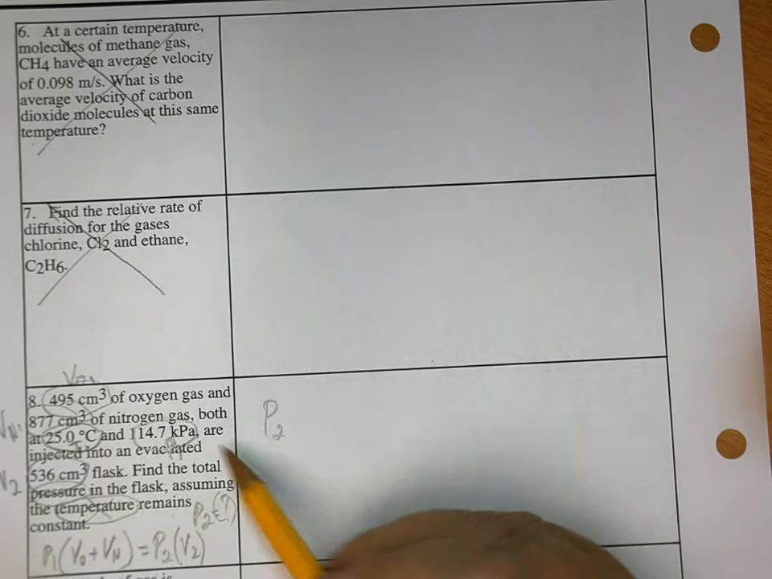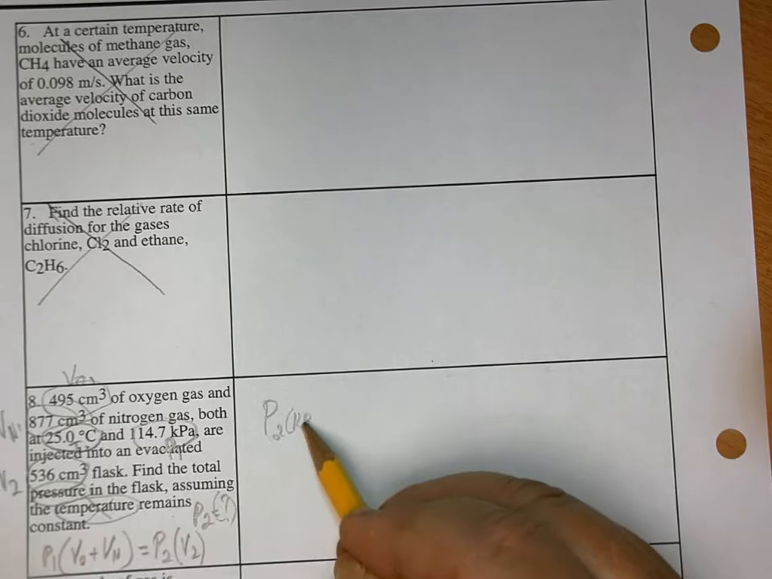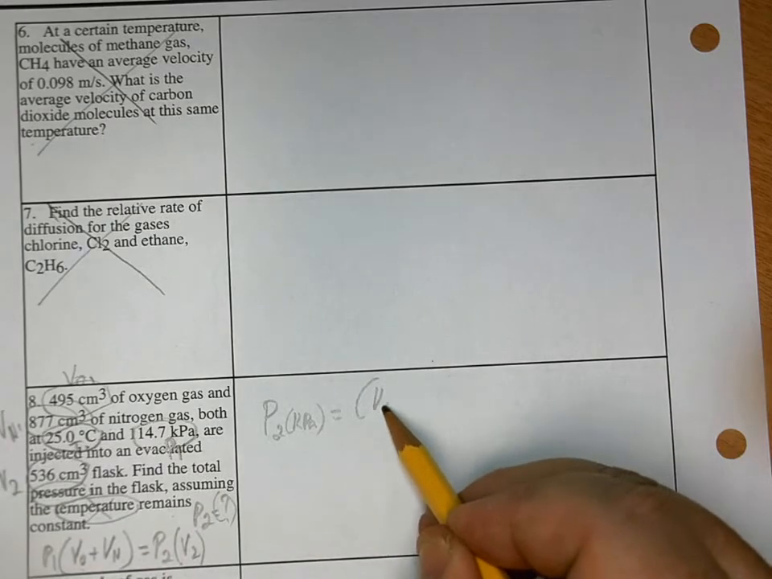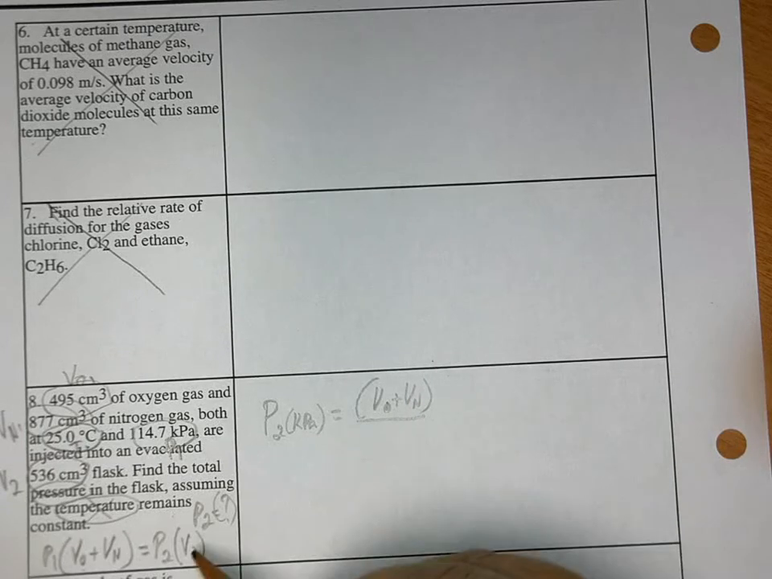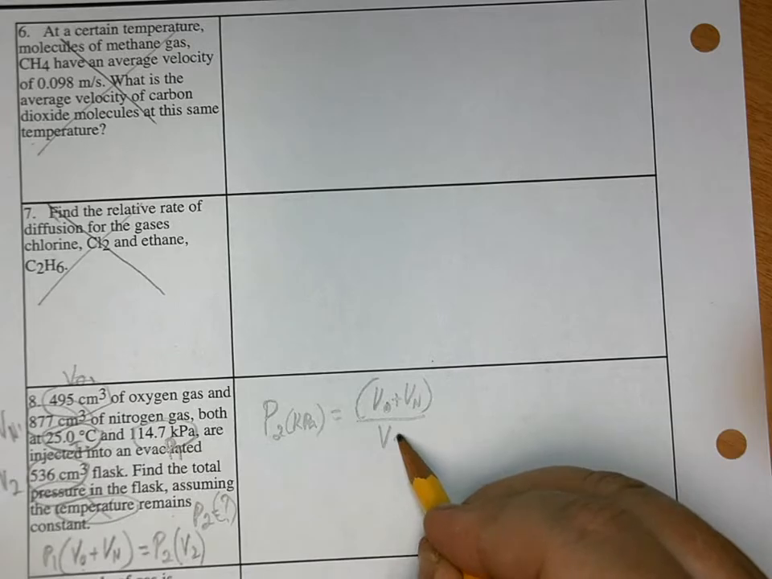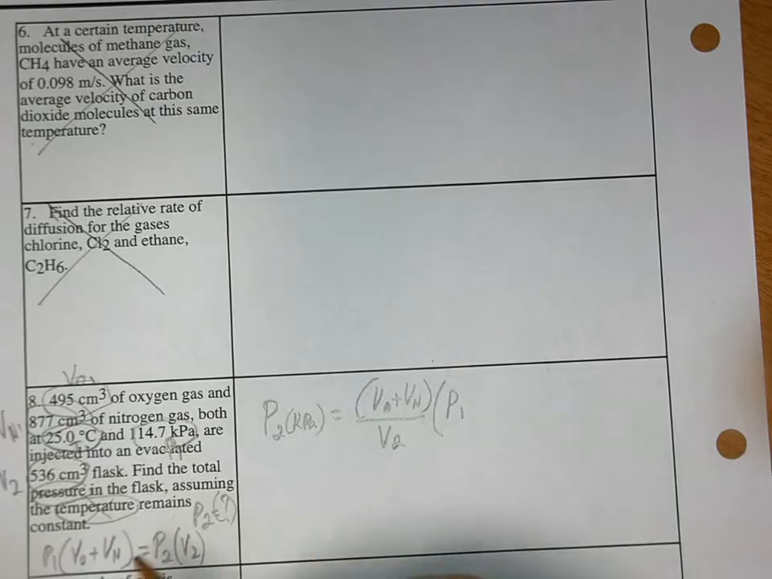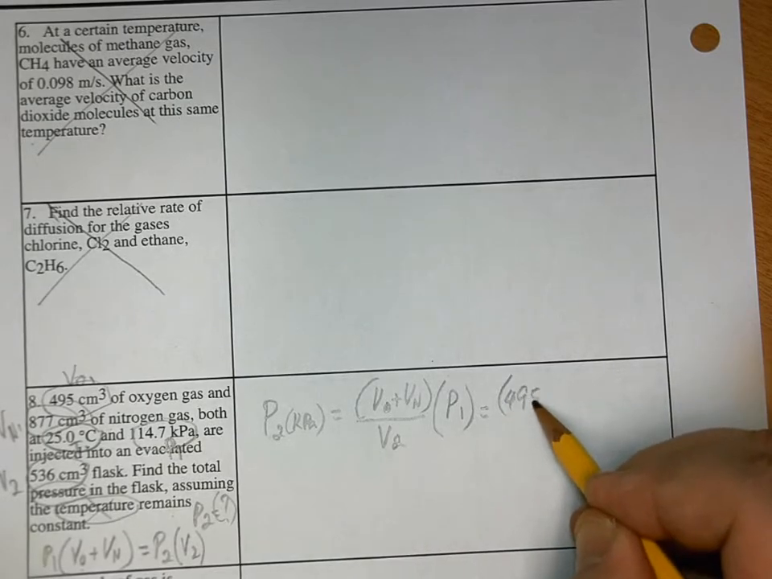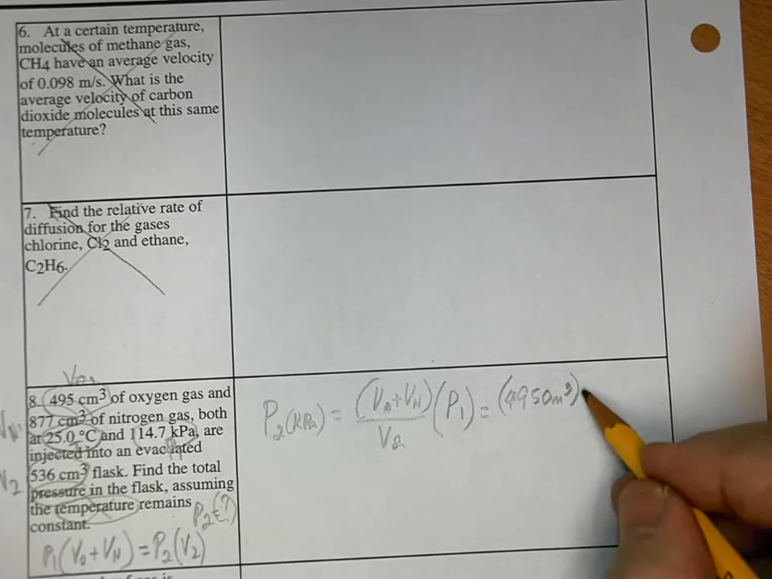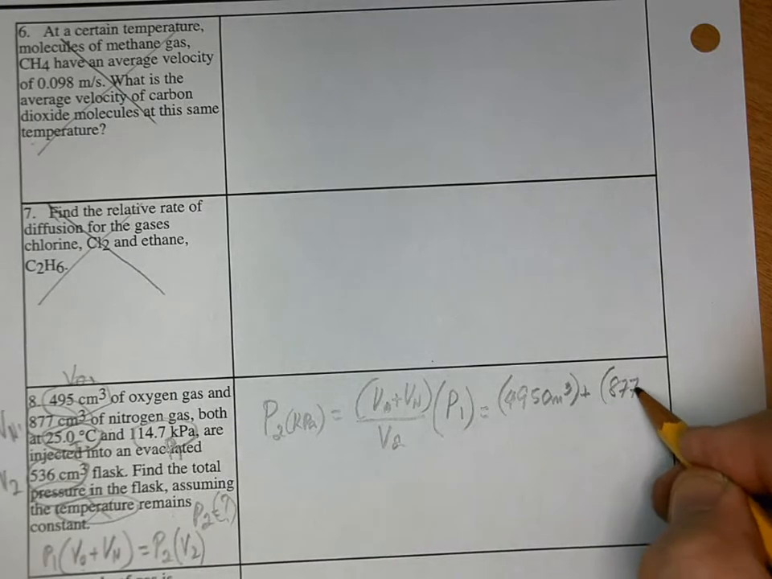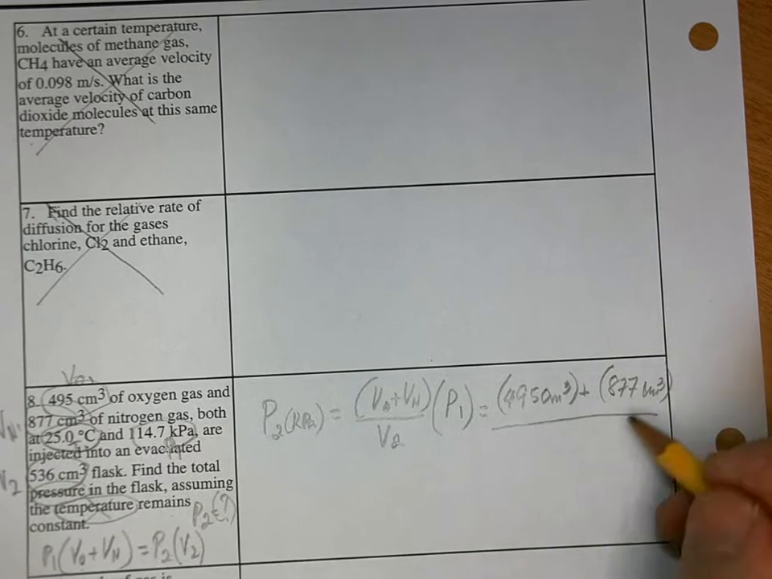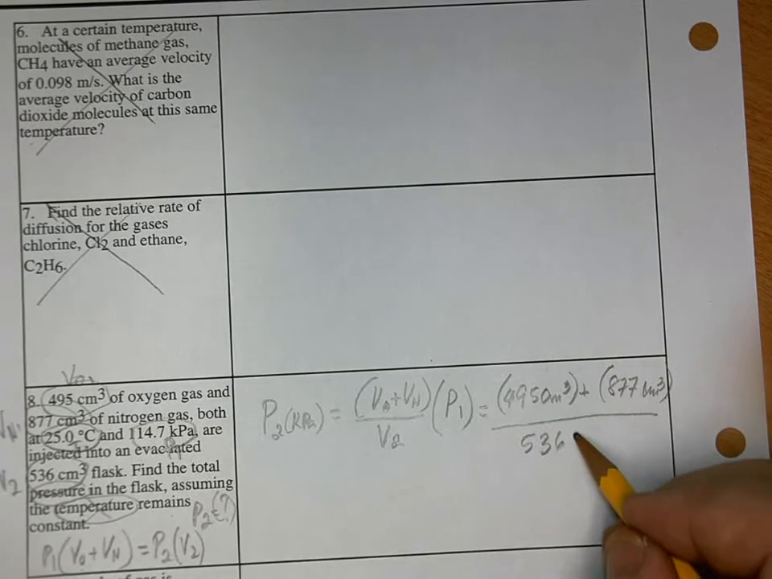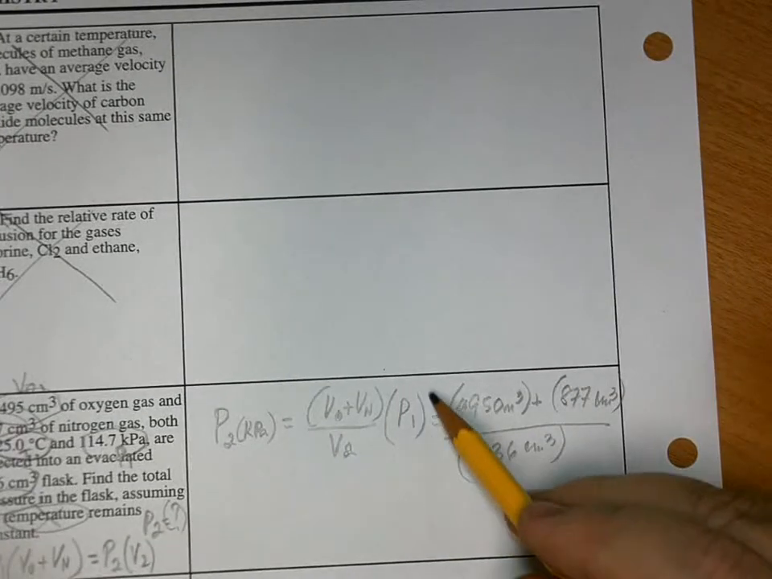And what's the unit? Kilopascals. Write that down, kPa. Okay? Is equal to what? V of oxygen, which is what you started with, plus the V of nitrogen, divided by the volume of the flask that you put it in, which is V2, times P1, right? So let's substitute the values. It's 495 cm³ plus 877 cm³ divided by, this one is our V2, 536 cm³. Okay?